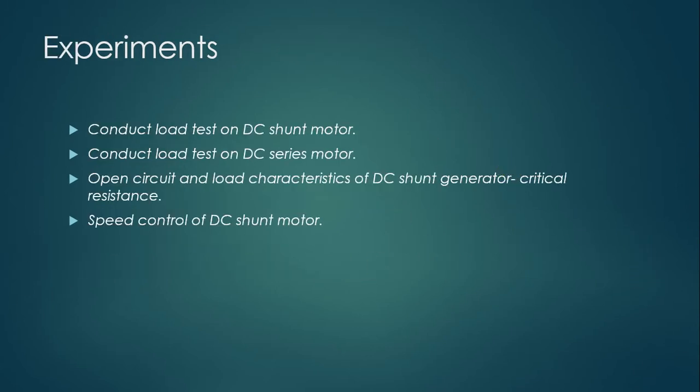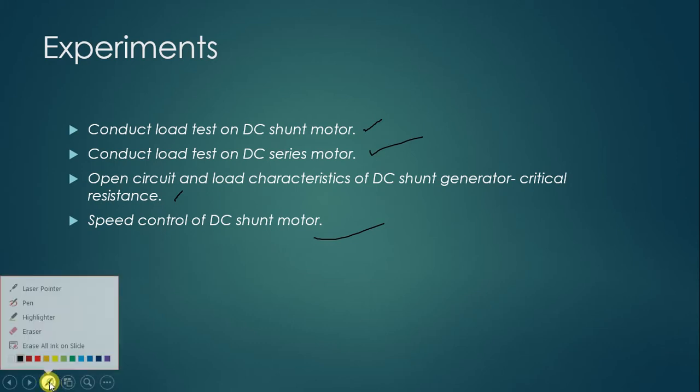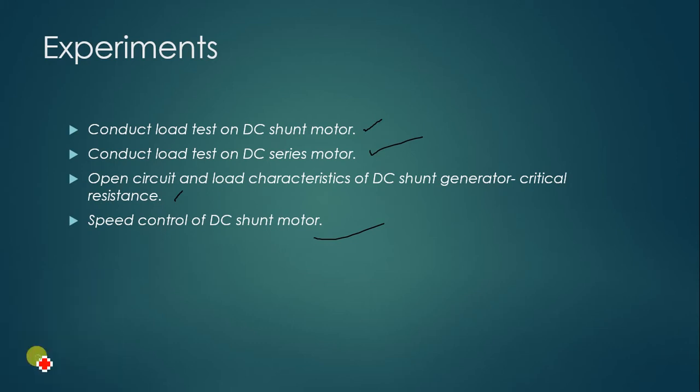And there are some experiments also associated with this chapter. The first one is conducting a load test on a shunt DC motor and a series DC motor, then open circuit and load characteristics of a DC shunt generator using the critical resistance method, and speed control of the DC shunt motor. So these are all the things which we'll be doing as experiments. Then, let us start with the introduction part.